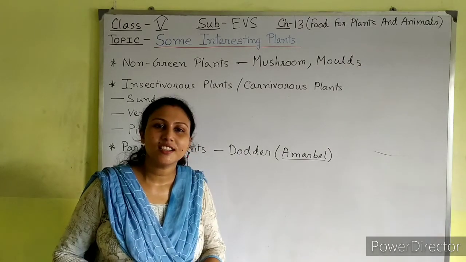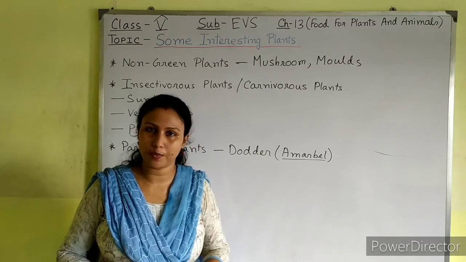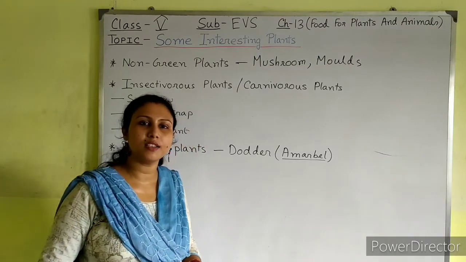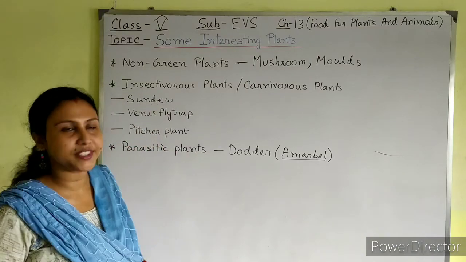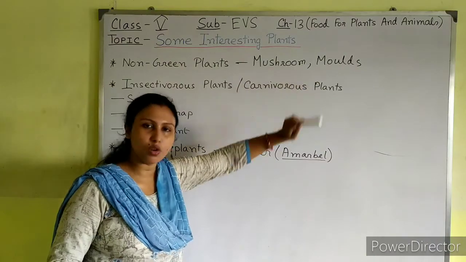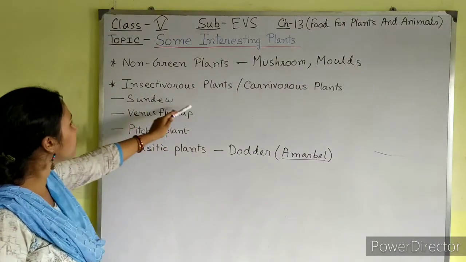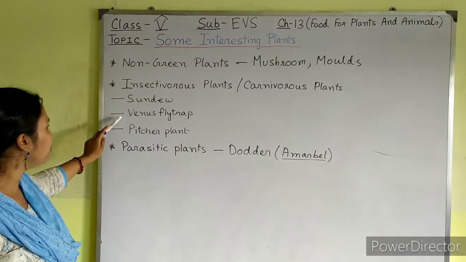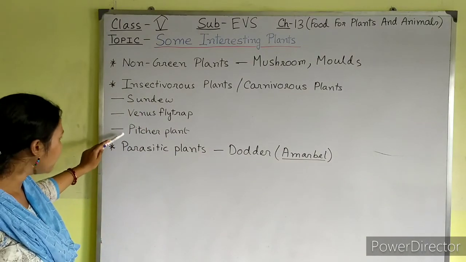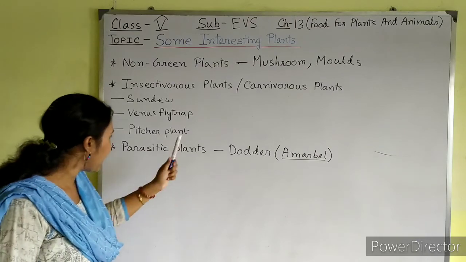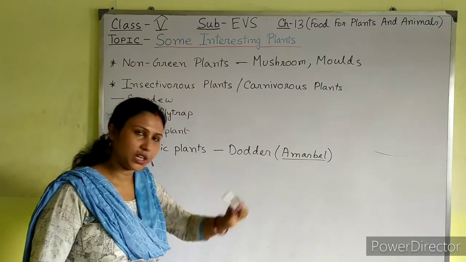So students, this is all about today's topic. Today we have learned about some interesting plants. I will just recall their names. That is some non-green plants like mushroom, molds, then insectivorous plants or carnivorous plants like sundew, Venus flytrap and pitcher plant. Next we have also learned about parasitic plants, that is dodder.